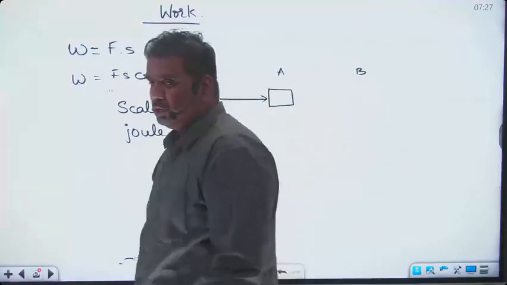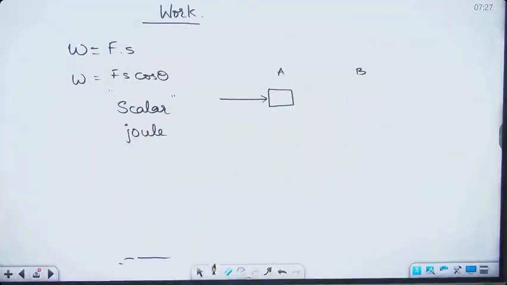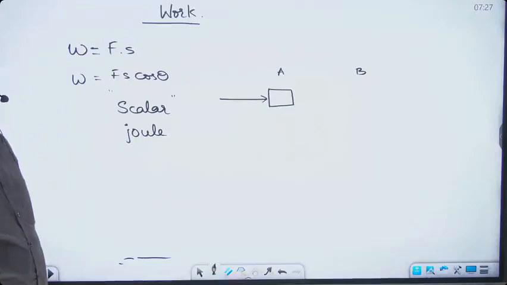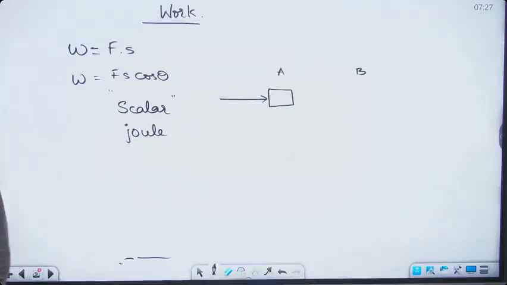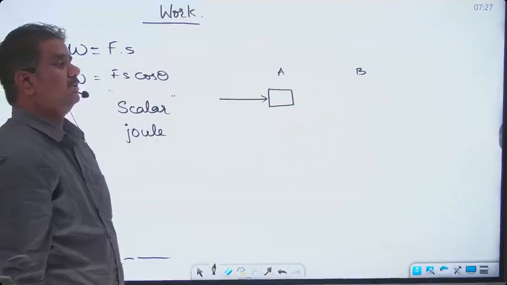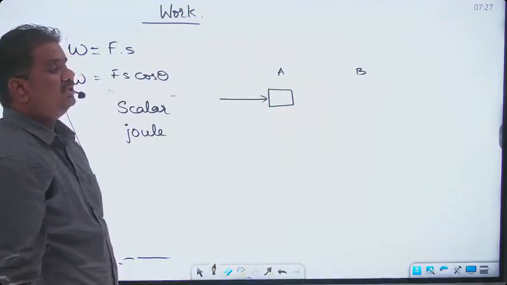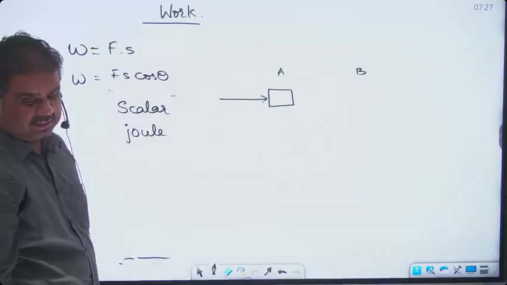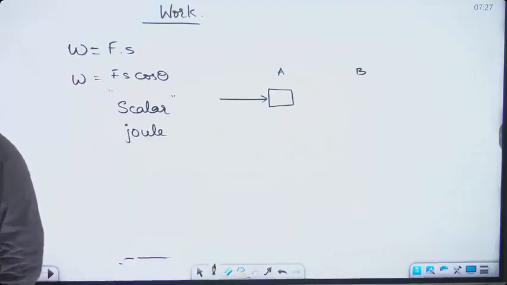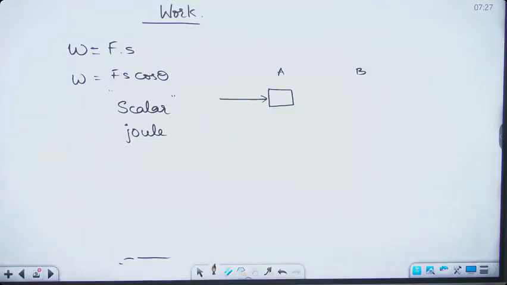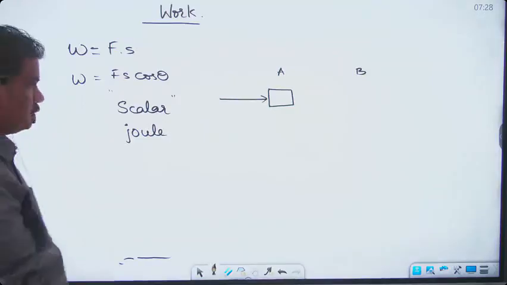Work is said to be done if the force applied on any object results in a change in the position of the object.